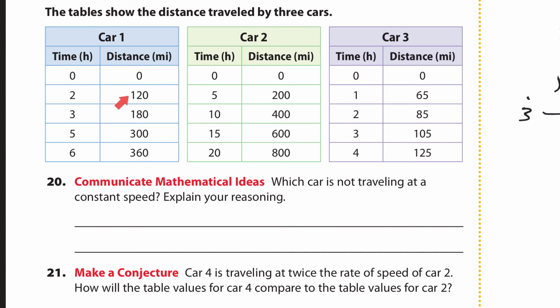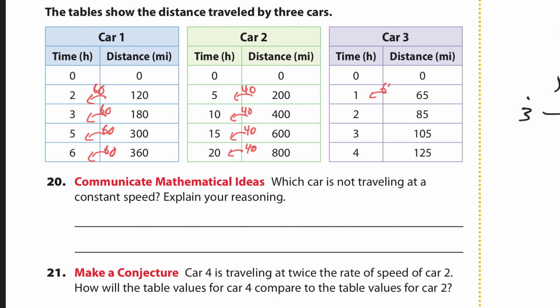Well, this is 120 divided by 2. Wait, no, I'm sorry, it's 60, right? Yeah, it's 60. 120 divided by 2 is 60. 180 divided by 3 is 60. And this is 60. And that is 60. So that's good. This is 40, 40 times 5. And that's 40. 600 divided by 15 is 40. And 800 divided by 20 is 40.